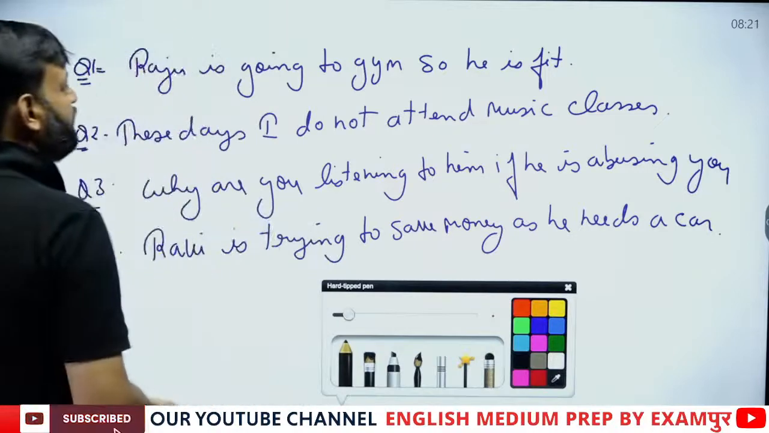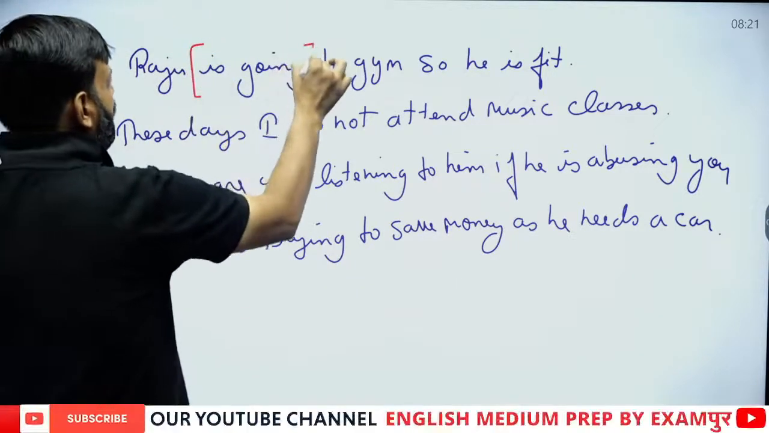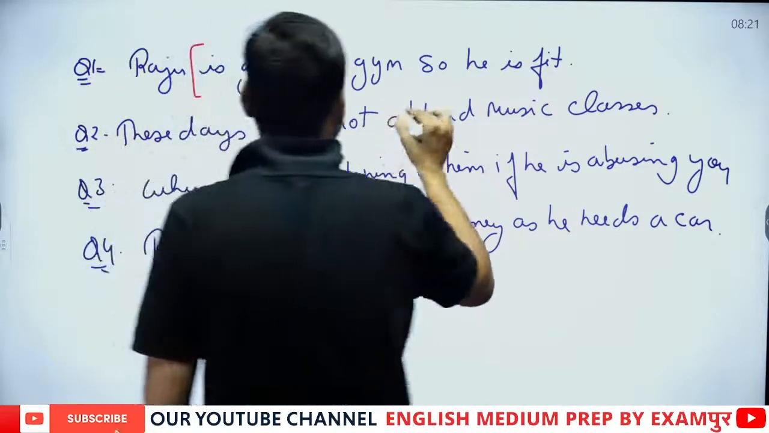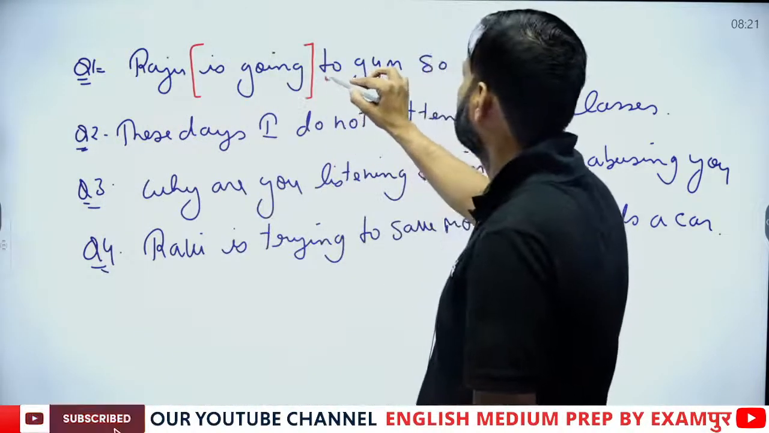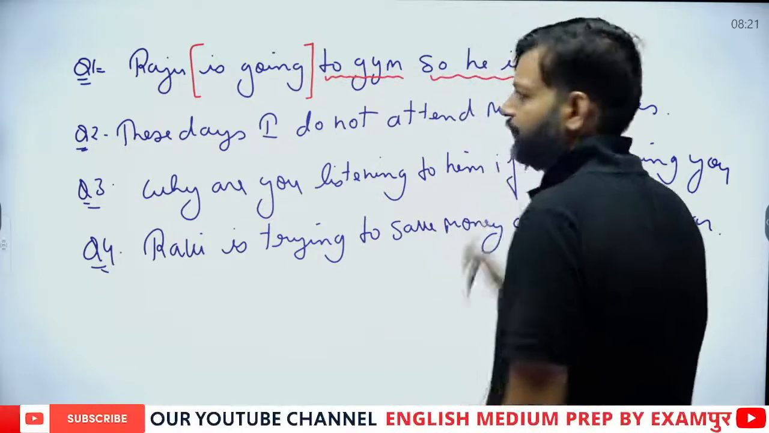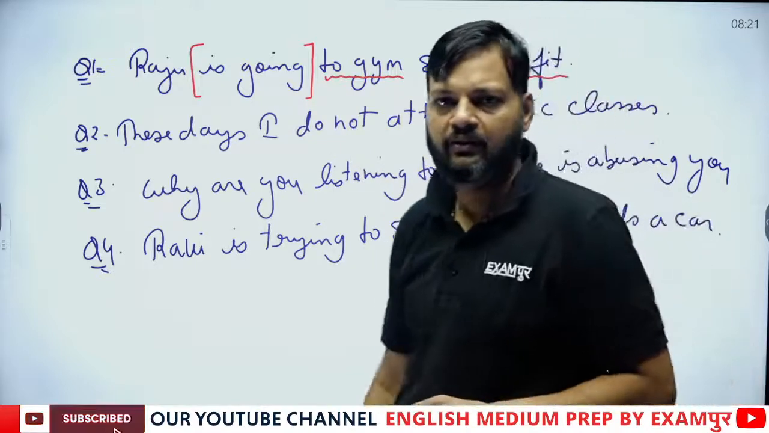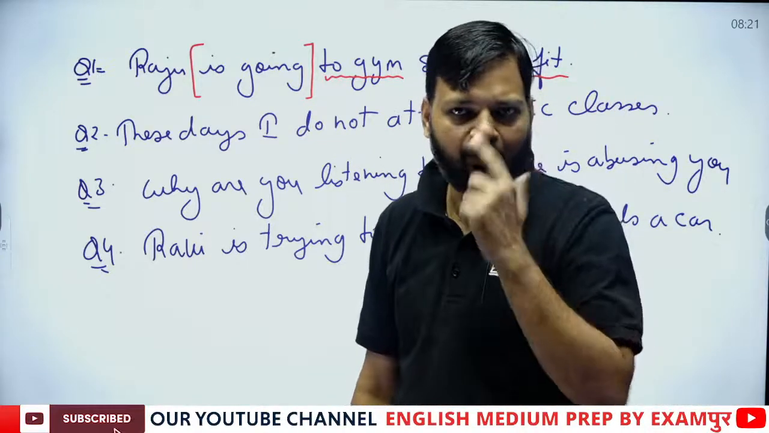See, in the first sentence, we have present continuous tense. Raju is going to gym, so he is fit. Okay. Now this sentence is present continuous. Raju is going to gym is present continuous.